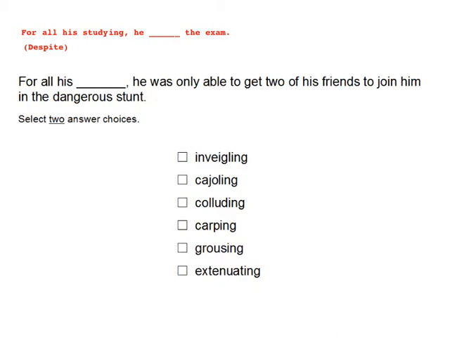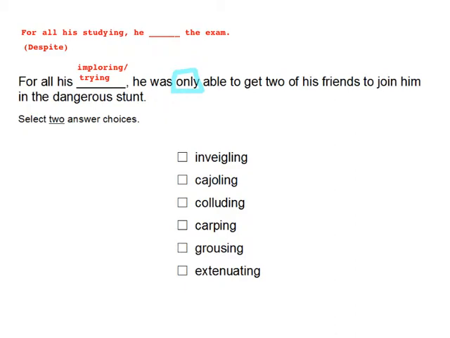So for all his campaigning, for all his convincing, for all his imploring, or simply for all his trying, he was only able to get, only being a very important word here, that changes the meaning entirely. If it said he was able to get two of his friends, it'd be very different. So he was only able to get two of his friends to join him in the dangerous stunt.